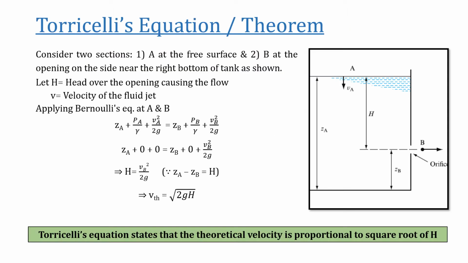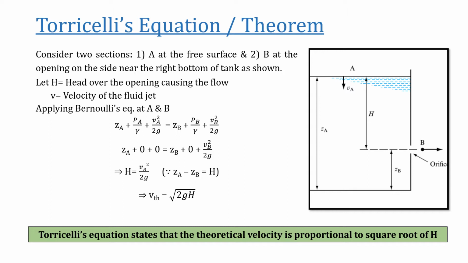Let's see the Torricelli equation. For that, consider two sections, the point A on the liquid surface and point B at the opening on the side near the right bottom of the tank as shown. This small opening on the side of the tank is known as an orifice, and the liquid passes through the orifice, open to atmosphere, and it is known as a jet. Capital H is the head over the orifice causing the flow, and V is the velocity of the fluid jet.